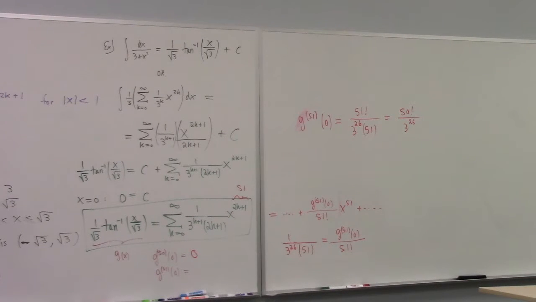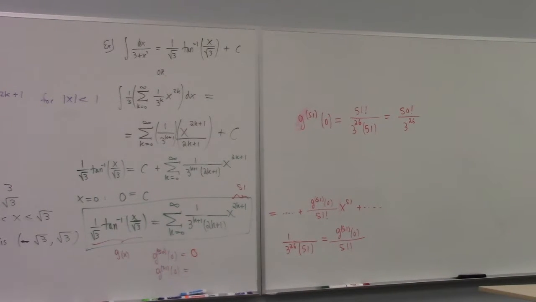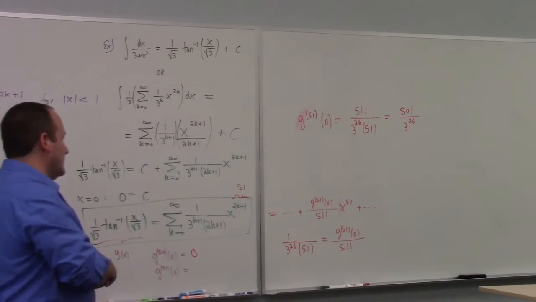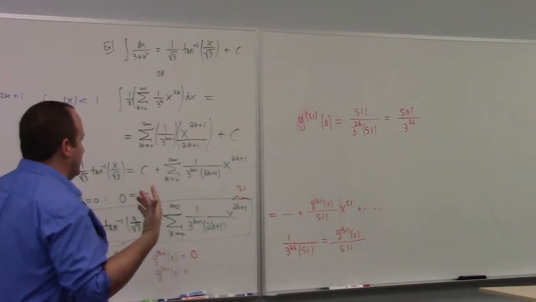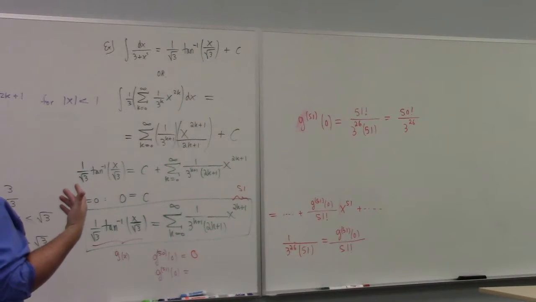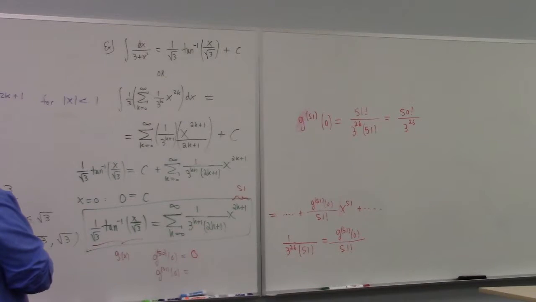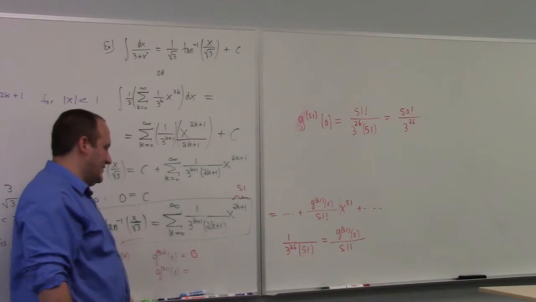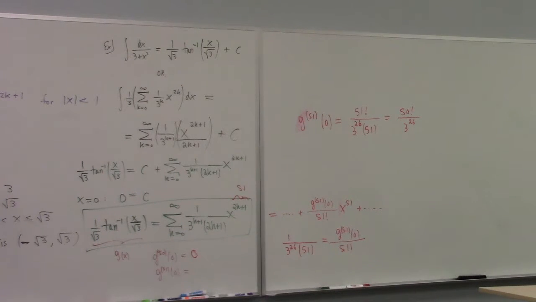I don't recommend trying to figure that out by direct differentiation, right? So, yeah. You do G51 of x? No. Oh, G51 of x would just be... I would just take this and differentiate it 51 times. I mean, that would not be, yeah.